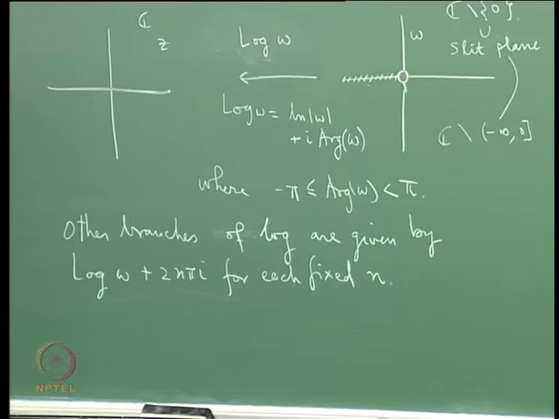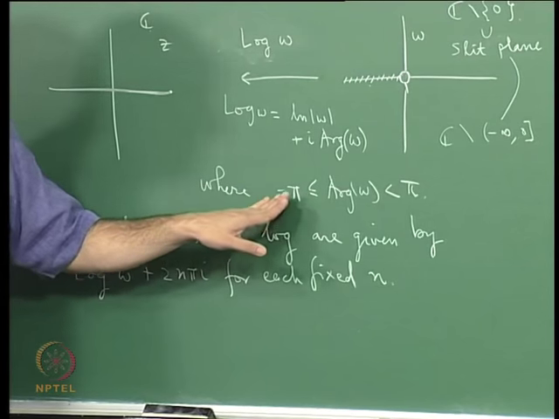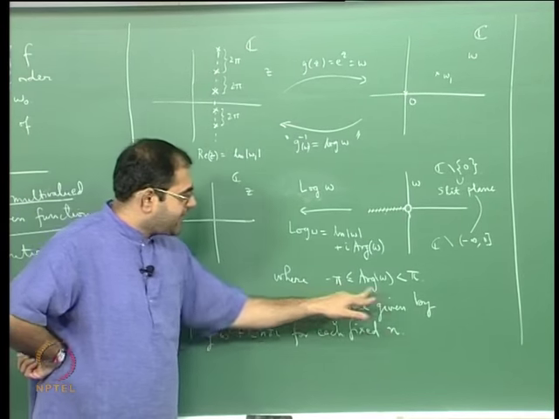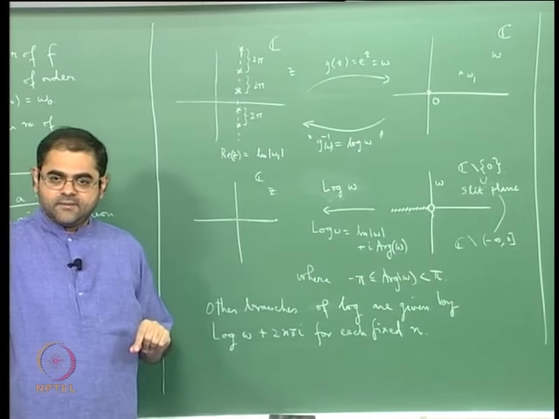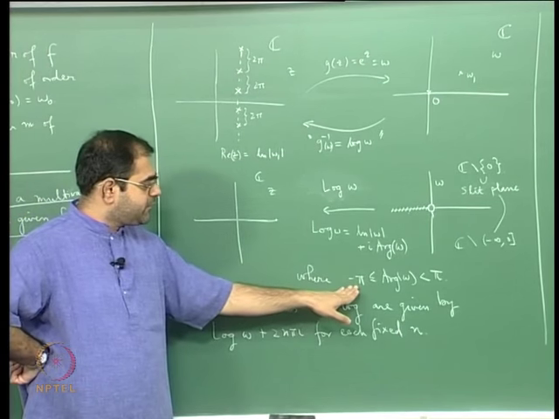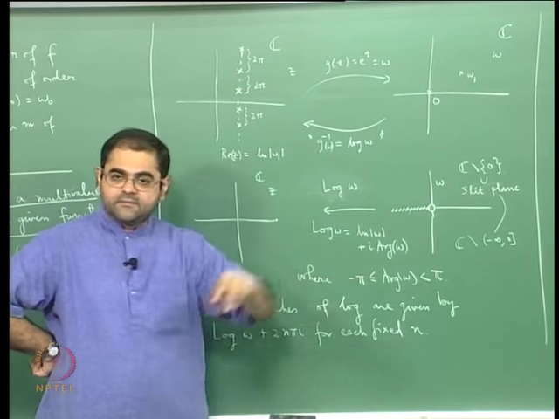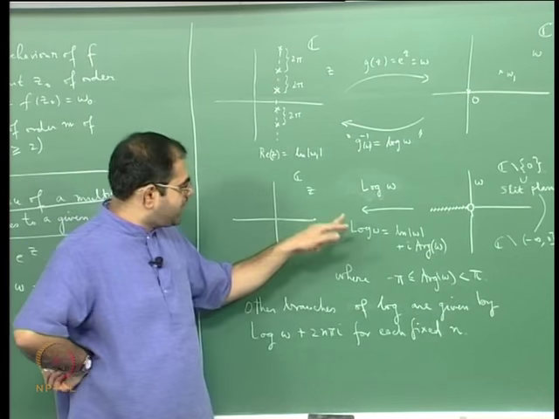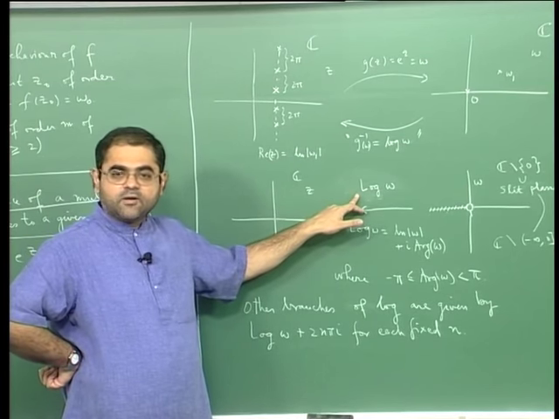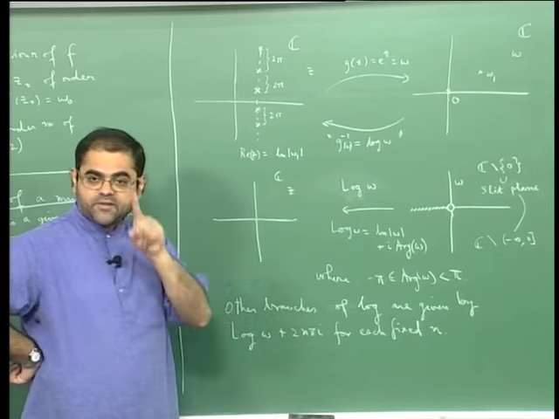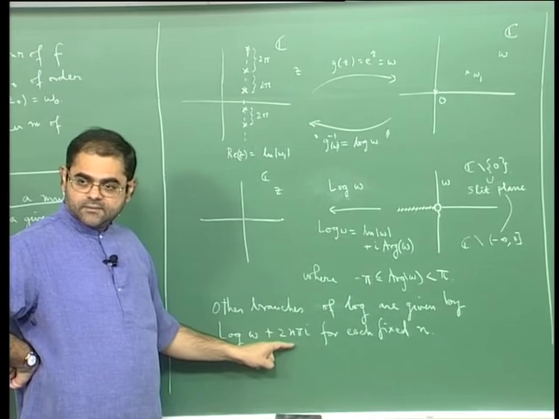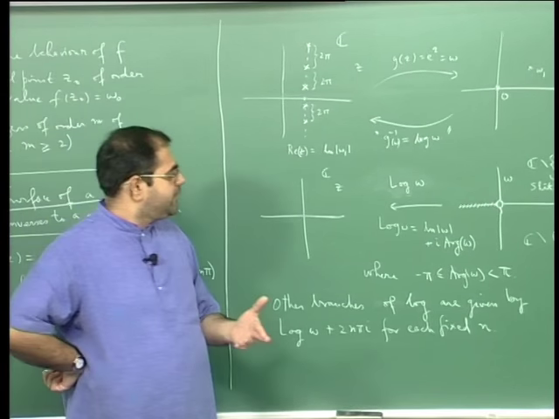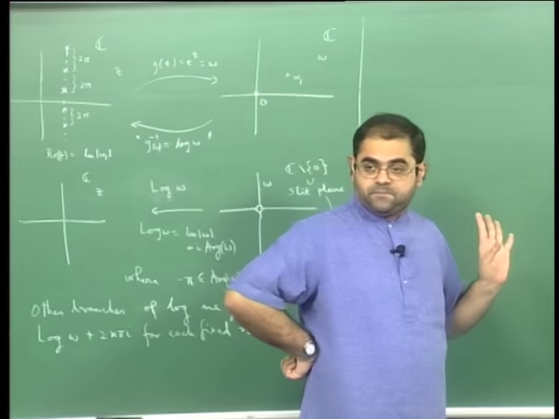So in particular, here I have taken the principal argument from minus pi to pi. But then I can add 2 pi to it. If I add 2 pi to it, my argument will vary from pi to 3 pi. That is another branch of the argument. That will give you another branch of the logarithm. That branch of the logarithm will be this principal branch of the logarithm plus 2 pi I. So I have just added 2 pi, and this is how you get every branch from one branch.